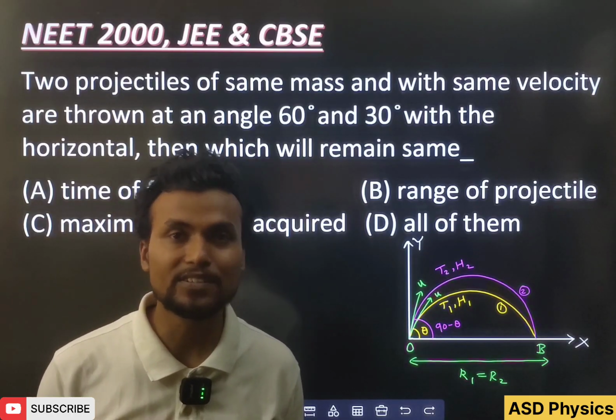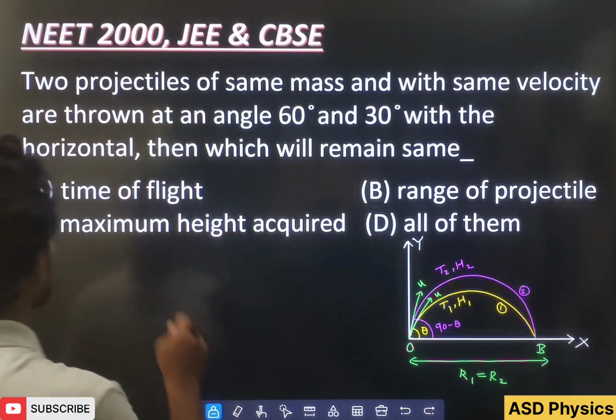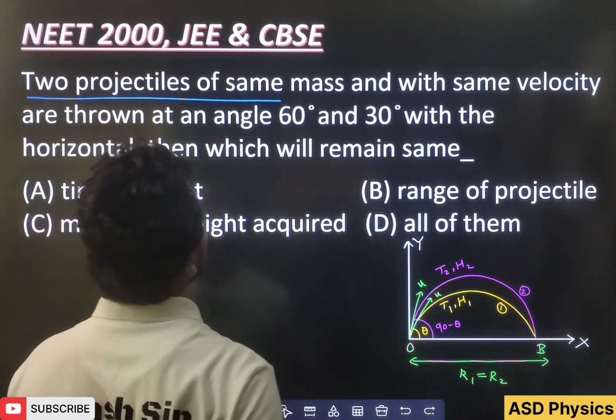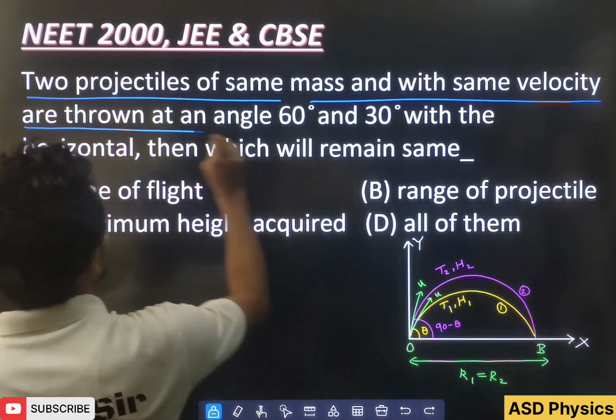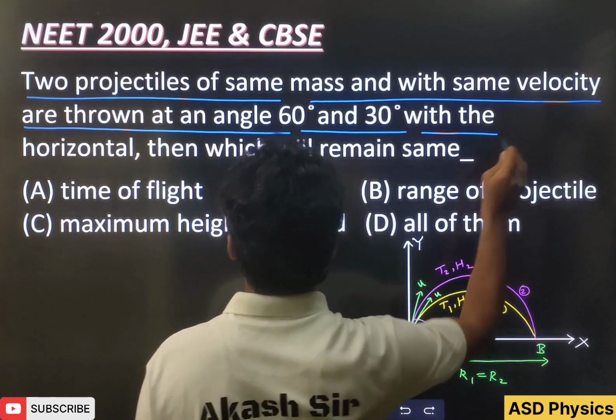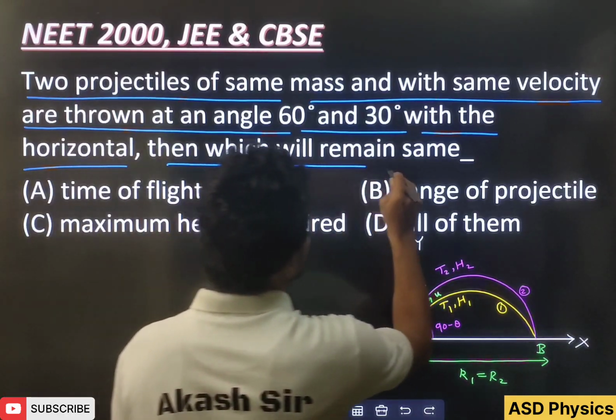So students, in this video we are going to solve questions based upon two projectiles. Okay, so let's start the video. The question is, two projectiles of same mass and with the same velocity are thrown at an angle 60 degree and 30 degree with the horizontal. Then which will remain same?